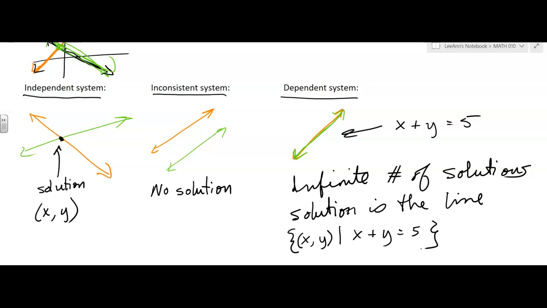Okay? So we'll be looking at those three different situations as they come up as we learn to solve a system of linear equations. And by the way, this is a system in 2 variables. So x and y.